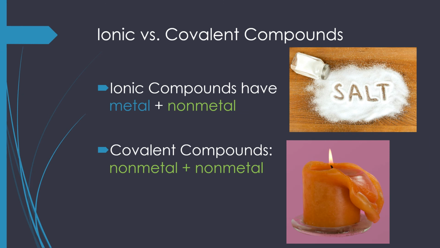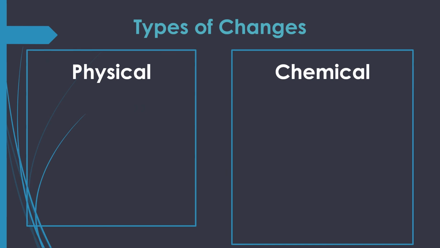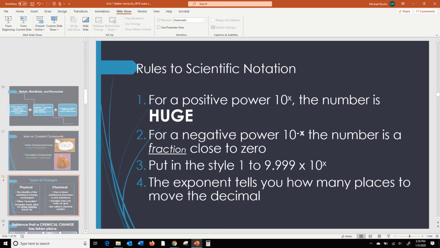Ionic versus covalent, we talked about already. So if you have a metal and a nonmetal, that's an ionic compound. If they're both nonmetals, that's considered covalent. And we'll get into some properties of this, hopefully. Types of changes. I think we're going to stop there for now.